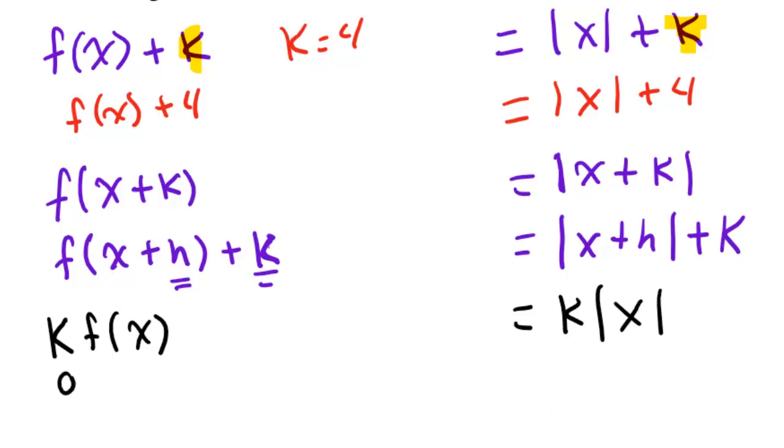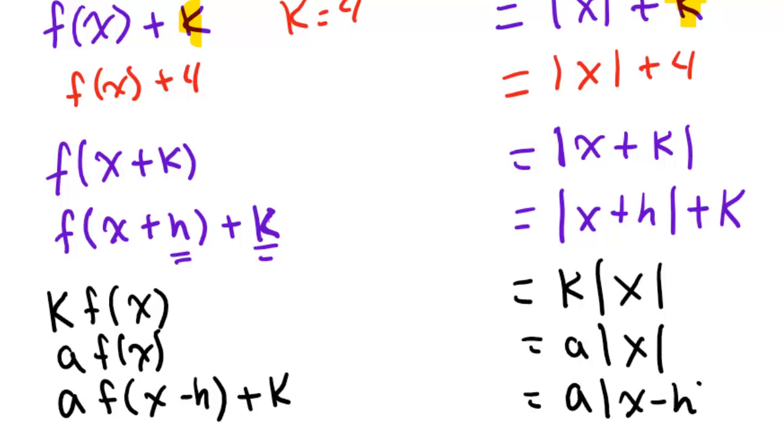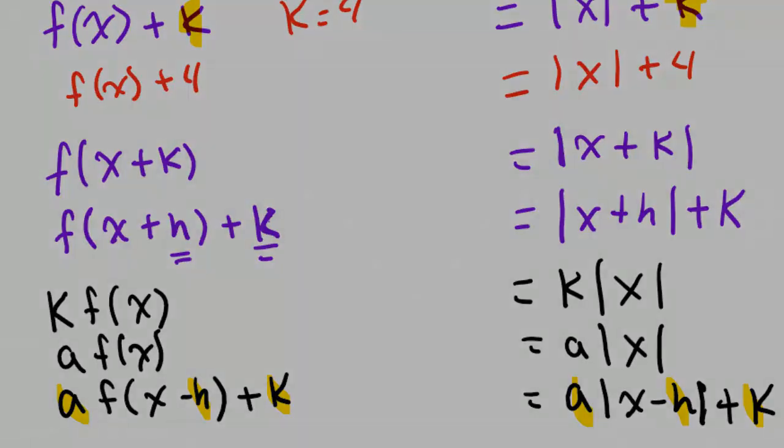What if I rewrote it as a times f of x? Well, that would just be a times the absolute value of x. And if I did a times f of x minus h, and I put a plus k, well, that would just be a times the absolute value of x minus h plus k. And remember, all these parameters, the a, h, and k, all they're doing is they're placeholders. They're waiting for some kind of number or value to come into the problem.